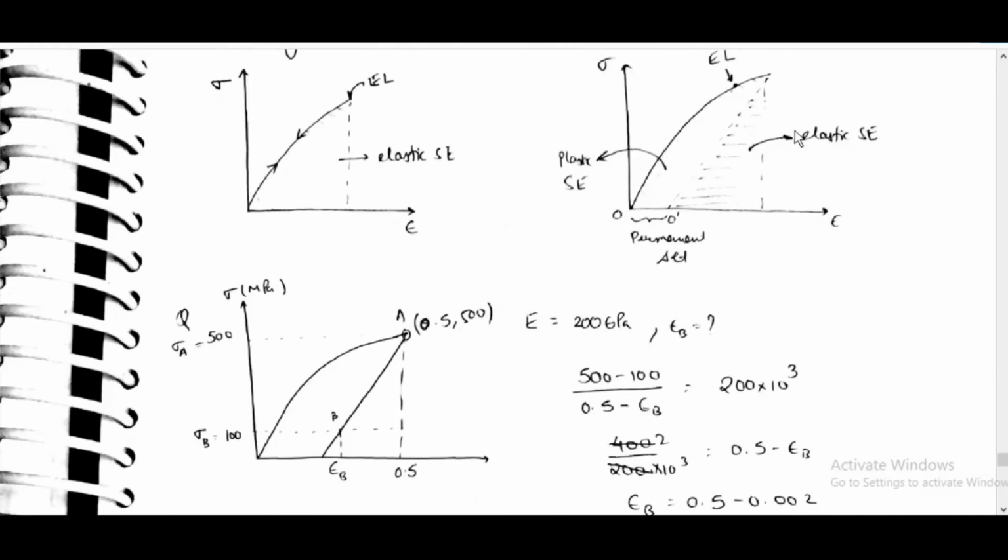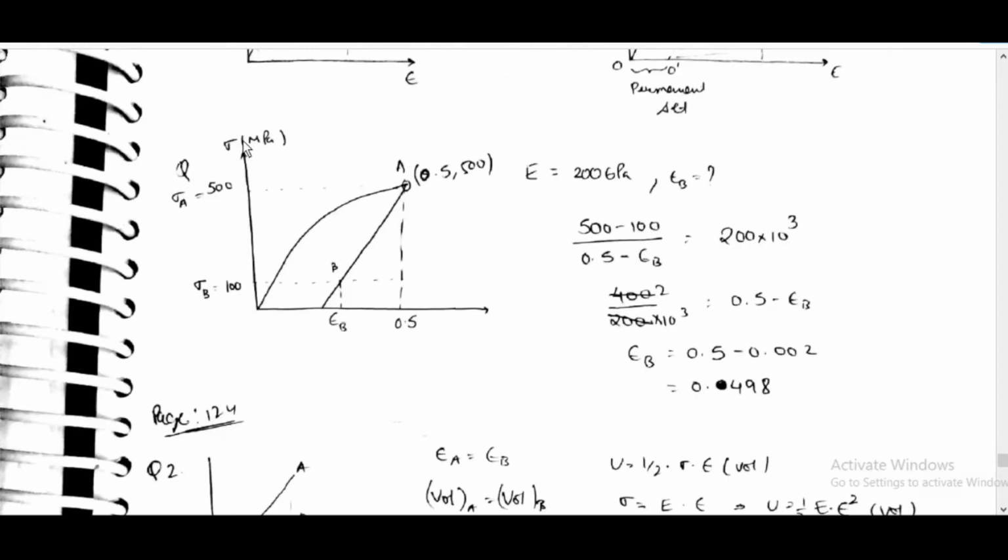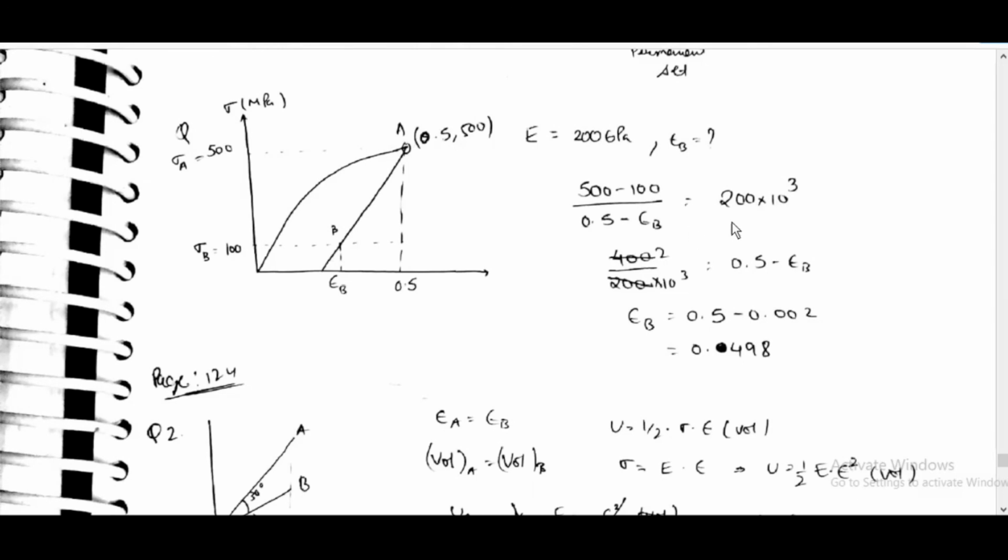And the slope of this is nothing but Young's modulus. In a question, everything is given from point A, where it is unloaded. Then here till epsilon b will be there. Here 0.5 comma 500 is given for epsilon. Then we have to find epsilon b equal to question mark. The slope of this line BA is nothing but E, which is 200 gigapascal. 500 minus 100. Here sigma b is given as 100, so 100 by 0.5 minus epsilon b is equal to 200 gigapascal.